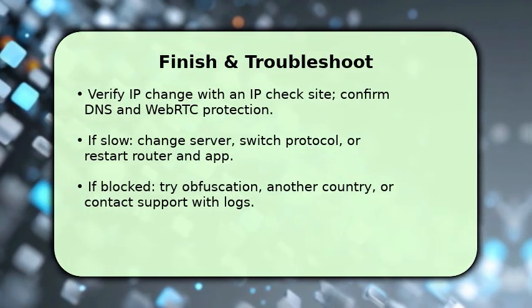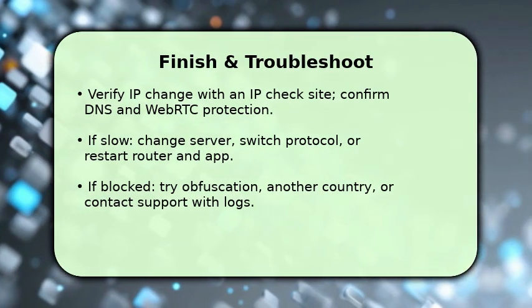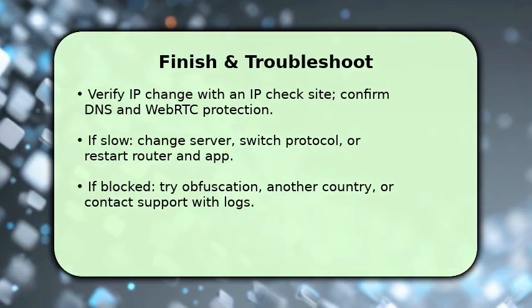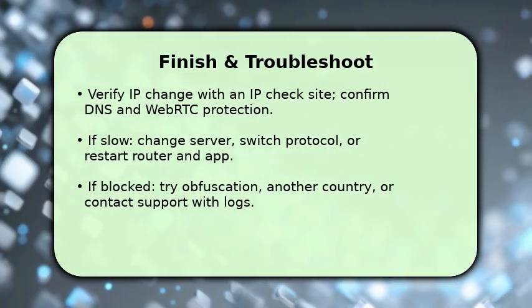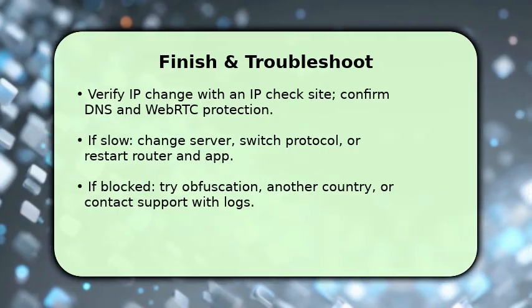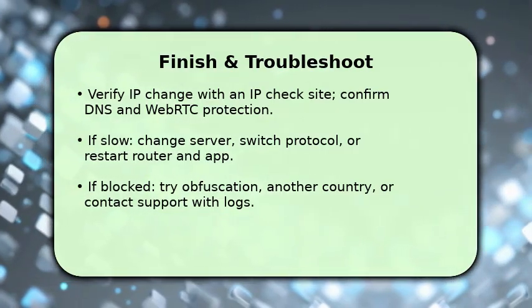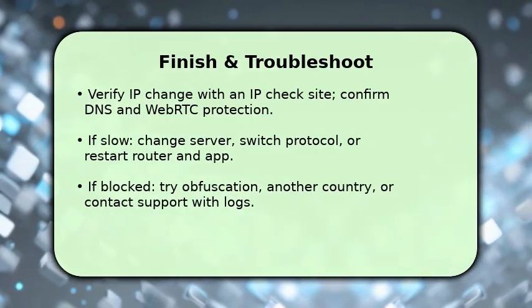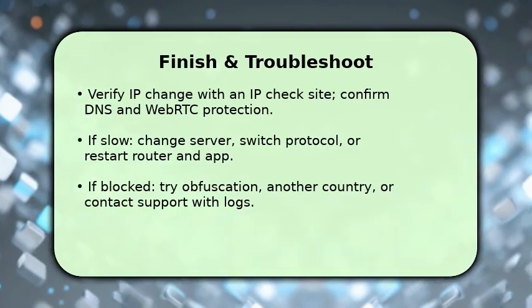If speeds are slow, change servers, switch protocols, or reboot your router and the app. These often solve routing bottlenecks. If a site blocks you, enable obfuscation or pick another country, and if problems persist, gather logs and contact support. One key tip: always test after changes to confirm the fix worked.